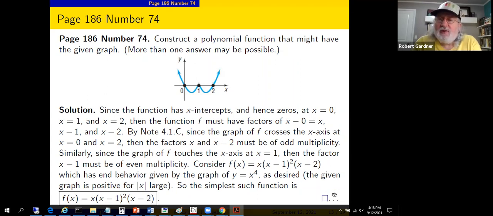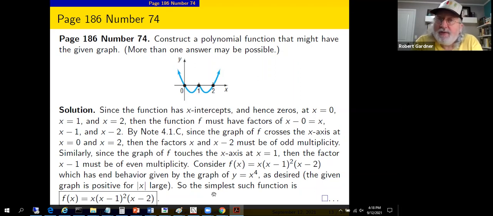Dot, dot, dot. So I don't want to end the example there. It said more than one answer is possible. One thing we could do is multiply by a constant up front and have some positive multiple of this function. You multiply by a positive value, for all I know, you get the same kind of thing. I have no clue what y values are except at those three intercepts. Also, all you know about x is it has an odd exponent on it. All you know about x minus 2 is it has an odd exponent on it.